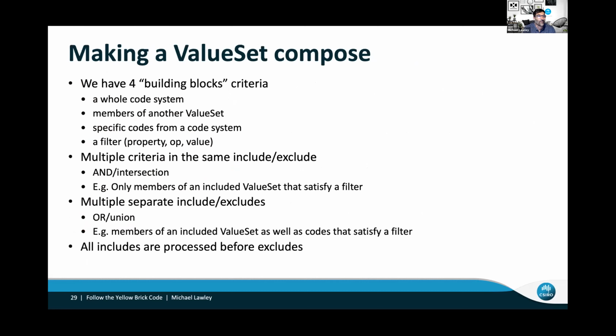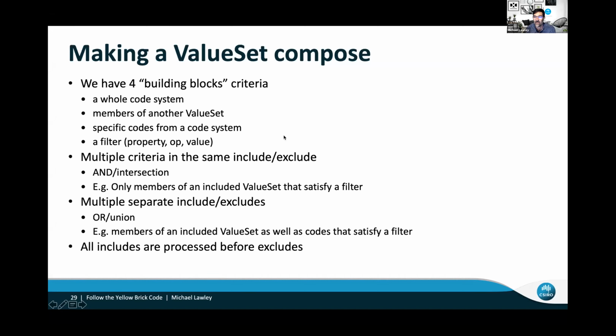To build a value set, we have a set of building blocks. The value set compose is the element that you use to define the rules for inclusion in a value set. And it has two subparts, the include and the exclude criteria. And within that, there are 4 different ways that you can specify those inclusion and exclusion criteria. So you can include the whole of a code system. You can include members of another value set, or exclude if you're in the exclude section. You can include specifically listed codes from a code system. So you can enumerate a set of codes, or you can provide a filter, where a filter consists of a property, an operation, and a value.